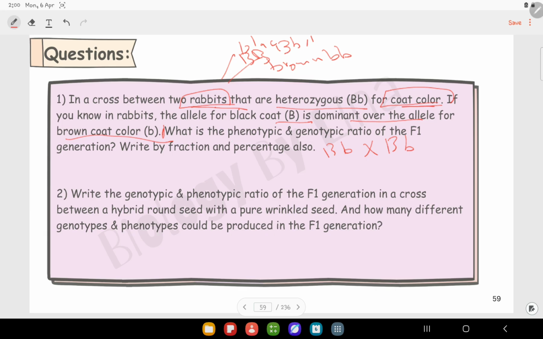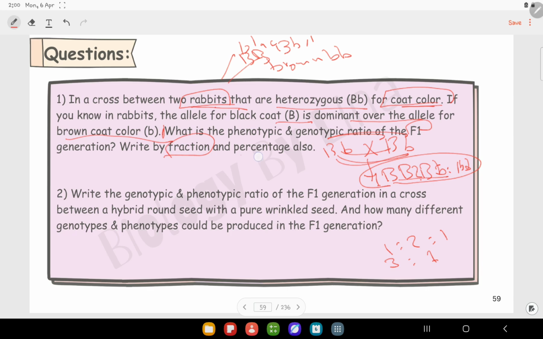What are the phenotypic and genotypic ratios of the F1 generation? You can do it with the Punnett square or just by crossing them by multiplication. If you cross them like that, you get one capital B capital B, two capital B small b, and one small b small b. So we can say 1 to 2 to 1. This is the genotypic ratio. What about the phenotypic ratio? Three of them are black and one of them is brown. This is the phenotypic ratio.